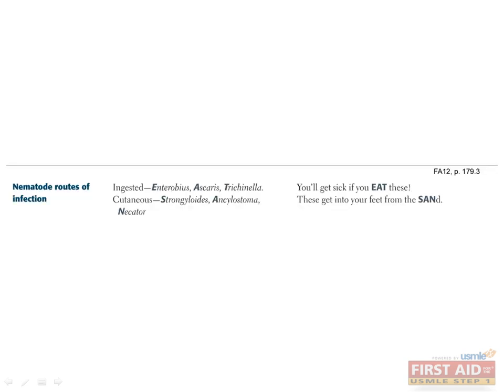Now that we've finished going over the worms, we want to make sure that you can remember them. This fact provides 2 mnemonics that help you remember how some of the nematodes get into our bodies. Enterobius, Ascaris, and Trichinella are all ingested and form the word eat. Strongyloides, Ancylostoma, and Necator all enter our bodies by penetrating through the skin, usually through the feet. They form the first 3 letters of the word sand.